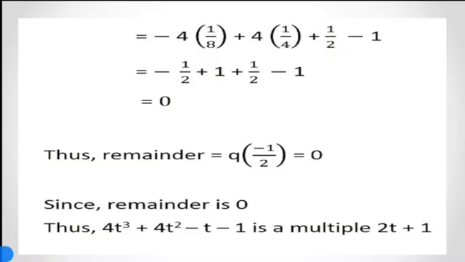4t cube plus 4t square minus t minus 1 is the multiple of 2t plus 1. If we get 0 as a remainder, we can say that 2t plus 1 is also a factor for this q of t, or we can say q of t is a multiple of 2t plus 1. I hope everyone understood this example. Before going to the next example, write down some important notes here.